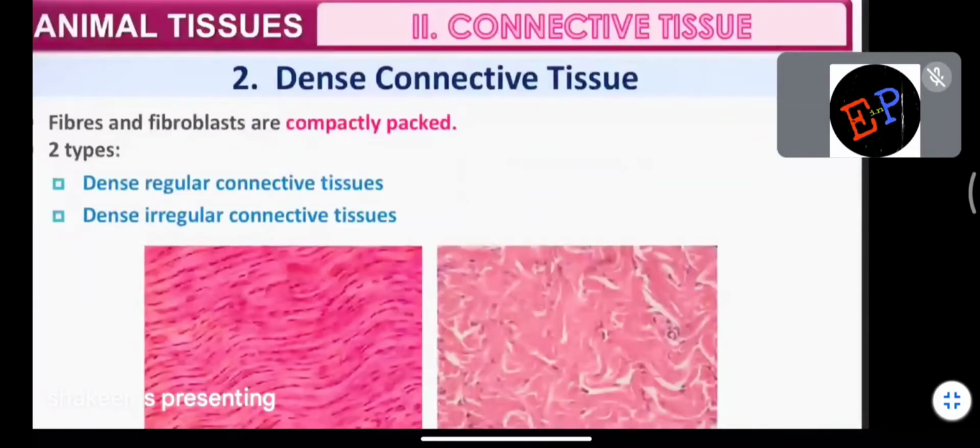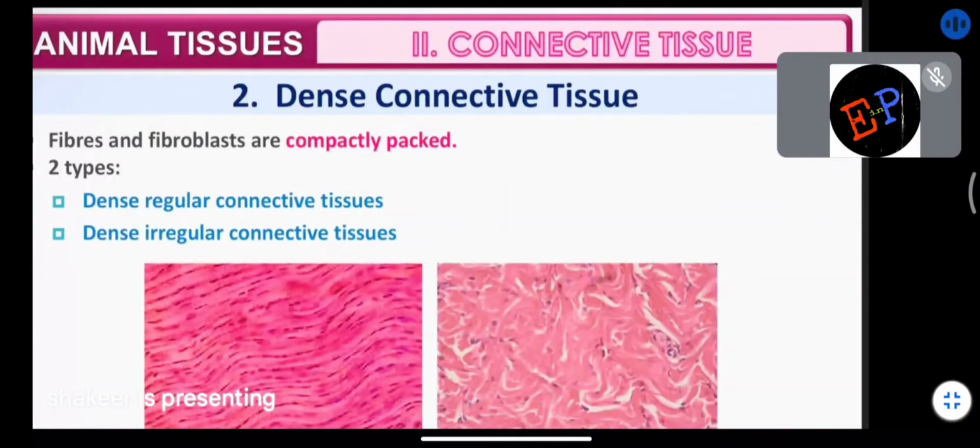Then we are studying dense connective tissue. In dense connective tissue, again we have divided it into two types: dense regular and dense irregular. Here fibers and fibroblasts are compactly packed. What is meant by fiber? Group of cells is called fiber. And what is meant by fibroblast? These are cells which are responsible for producing collagen and elastin.